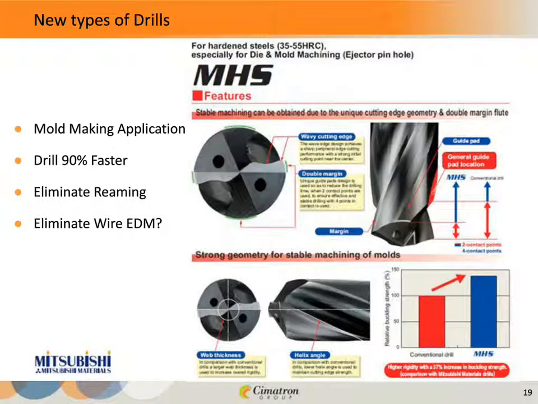Okay, now here I'm trying to show a mold making application. This particular drill claims to be well suited for mold making, and the idea is that we ought to be able to drill the holes without requiring any reaming, and maybe it's possible to eliminate wire EDM for some of the small ejector pin holes. Surely each application has its advantages and disadvantages, but the point is that with the technology we have today in drilling, it's probably worth at least asking the question: could we drill these rather than have them wire EDM?